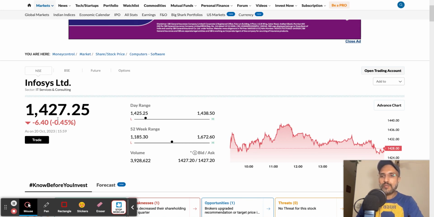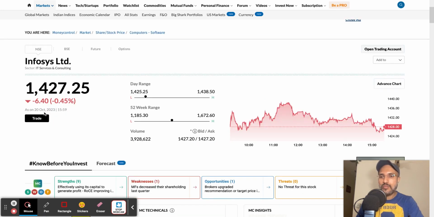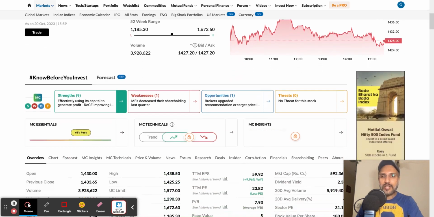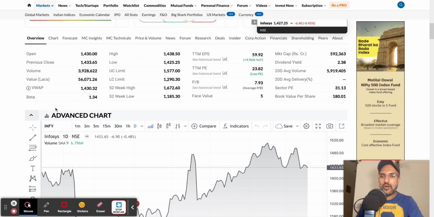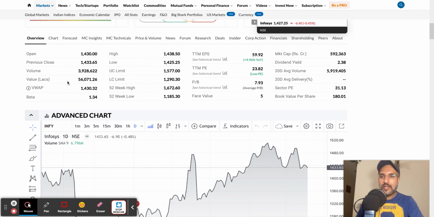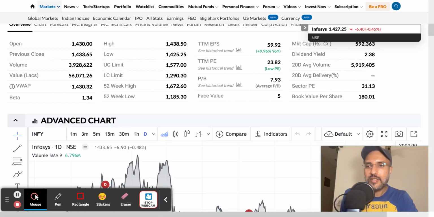Today's return was minus 0.45, so it lost 6 rupees today. This was as of 20th October 2023. Now, friends, if you go down, you will see some overview and a lot of data points over here. And see here, what is the beta shown over here? Can you see? You can clearly see that this is the beta. This is exactly the same beta, friends, which you have calculated.